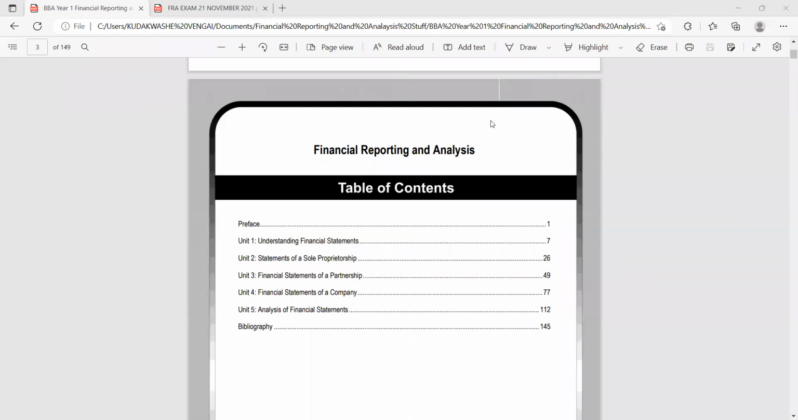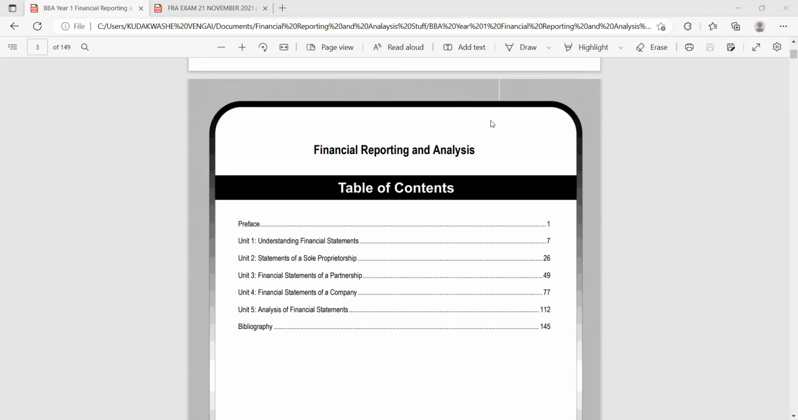You are going to prepare the same financial statements between a sole proprietorship, a partnership, and a company. So before we go into the differences between the three, we are going to have to do unit number 1, which is understanding financial statements or understanding financial reports, which actually covers all of the three different types of organizations that we are going to look at.